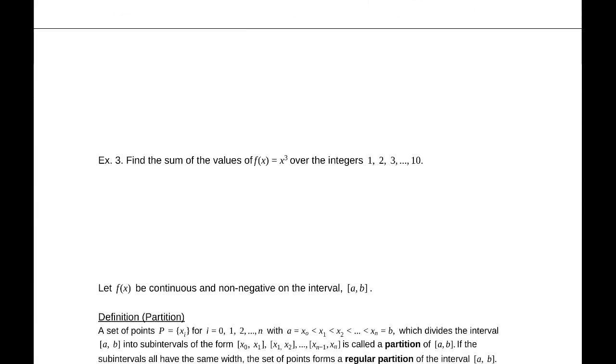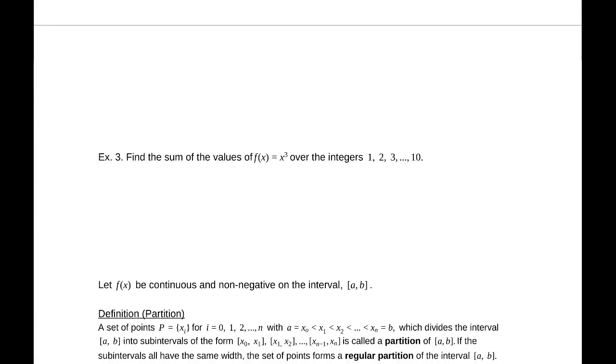Next, find the value of the sums, or find the sum of the values f of x equals x cubed over the integers 1 through 10. That is equivalent to asking the sum of I from 1 to 10 of I cubed, which based on our formula is 10, that is our n squared, so 10 squared, n plus 1 would be 11, so 11 squared over 4, which is 3025.